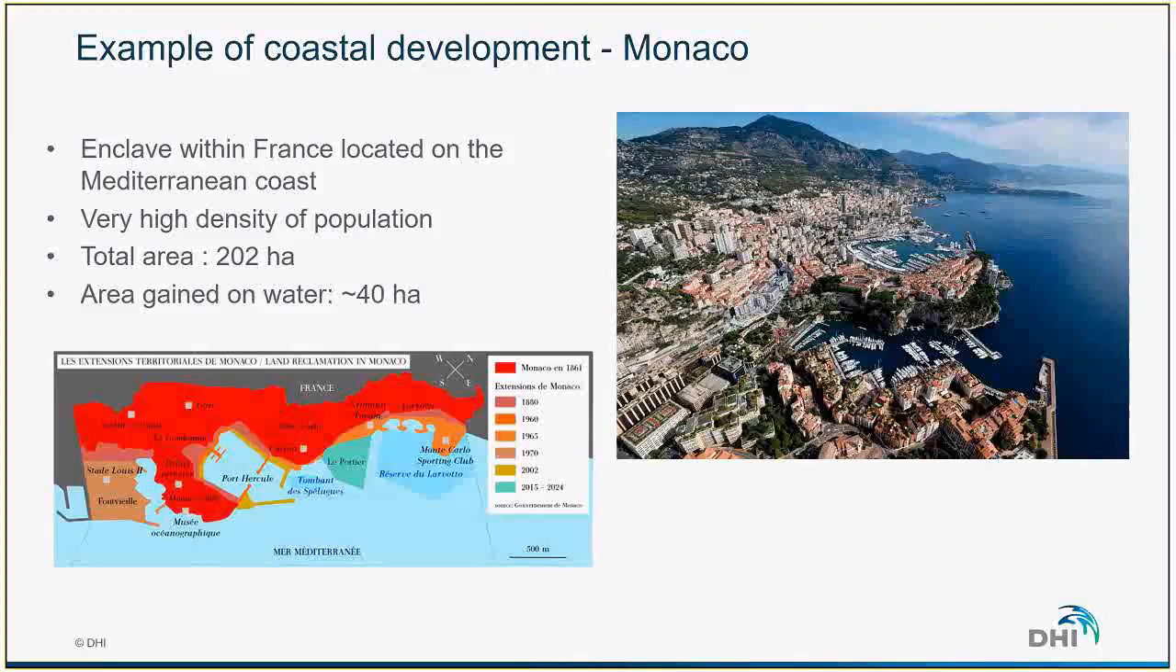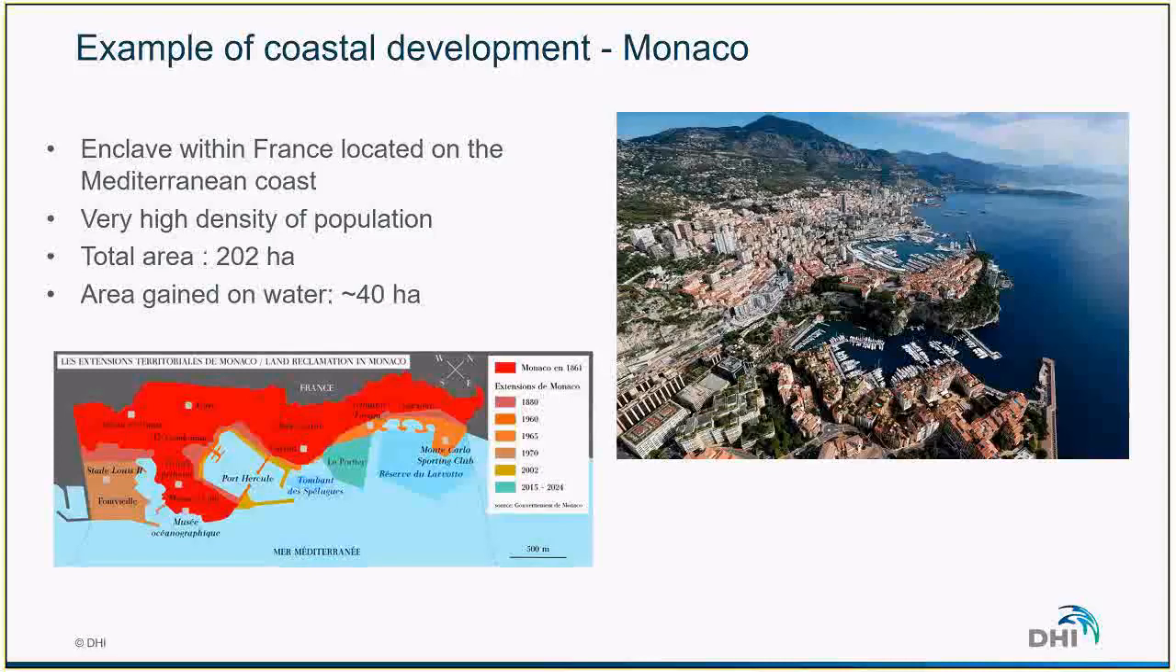Today, the total area of this state is about 202 hectares. But among these 200 hectares, roughly 40 hectares have been gained on water. The map in the bottom left corner shows the evolution of the area in time. We can see that over the last decades, or even century, the overall shape of the country has changed quite a lot. In red, we can see the shape of the country in 1861, and we can see that successive developments have been conducted mainly during the 20th century.